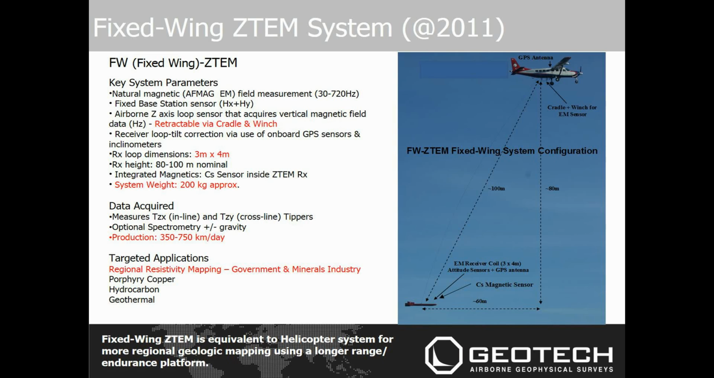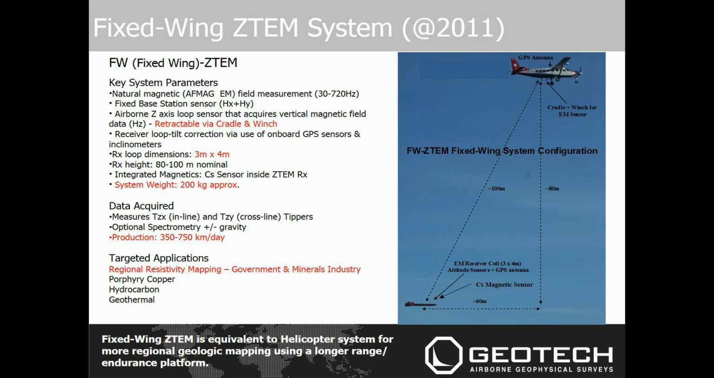This is the fixed-wing implementation of ZTEM that we introduced in 2011. It features an entirely redesigned ZTEM towed bird receiver. So rather than the helicopter system that is essentially dead weight, a sling load, this one is essentially designed to fly. It's retracted from our Cessna Grand Caravan aircraft. Its aerodynamic design and reduced weight, about 50% less than the heli ZTEM receiver, allows it to be flown at a greater speed, generally 50% more. So we get an improvement in our daily line kilometer production of 350 to 750 kilometers a day.